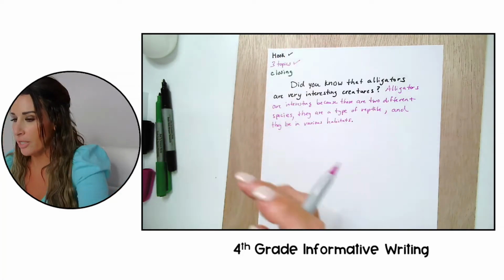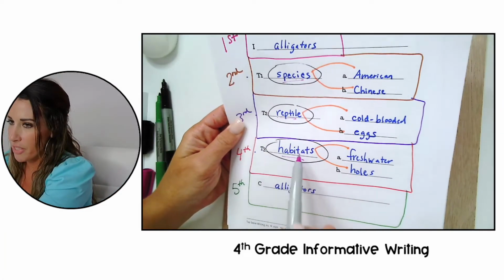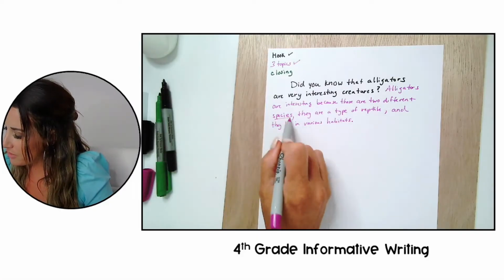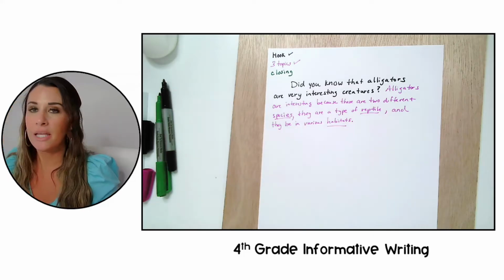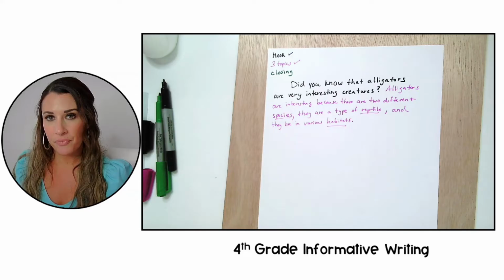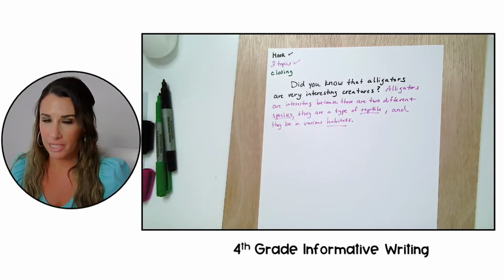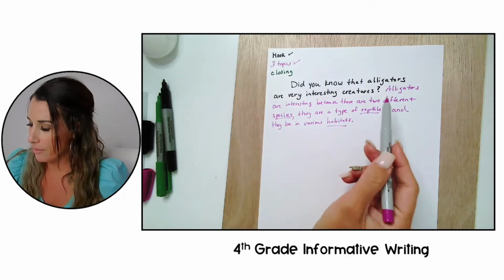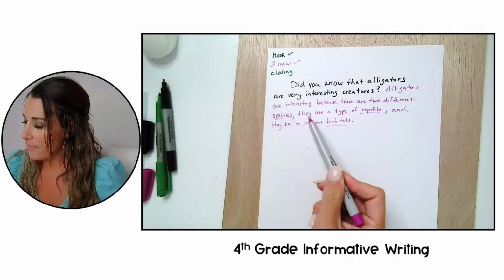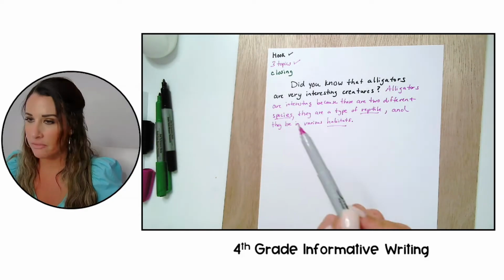I'm done. So I named my three topics: species, reptile, and habitats. So you can see right here I have species, reptile, and habitats. And again, I didn't just put "alligators are interesting because species, reptile, and habitats." That doesn't make sense. I had to put words around it. There are two different types of species. They are a type of reptile, and they live in various habitats.